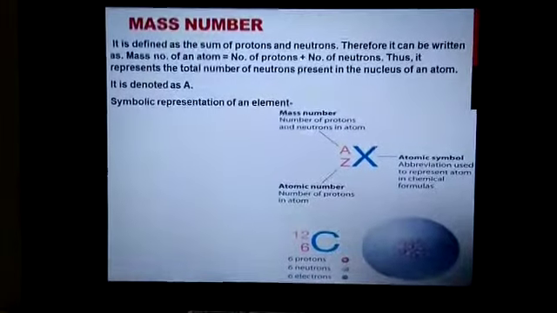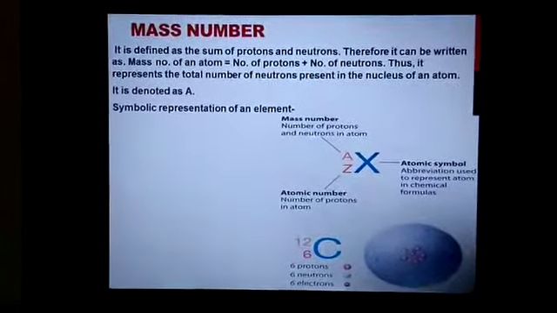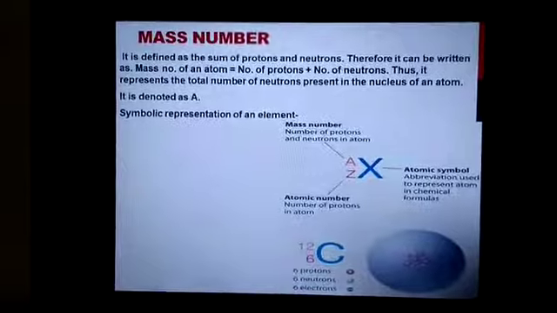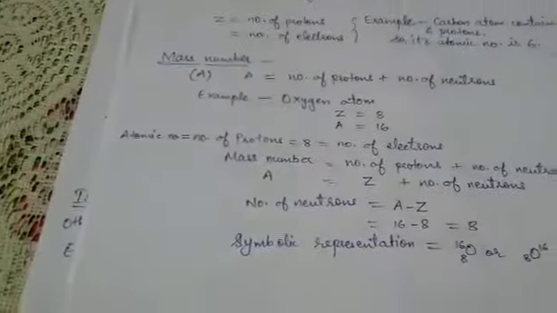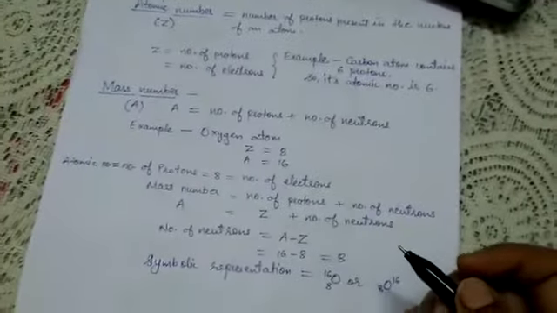After seeing this symbol, C 6 and 12, it means that if you have the mass number of an atom, through that you can calculate the number of neutrons.